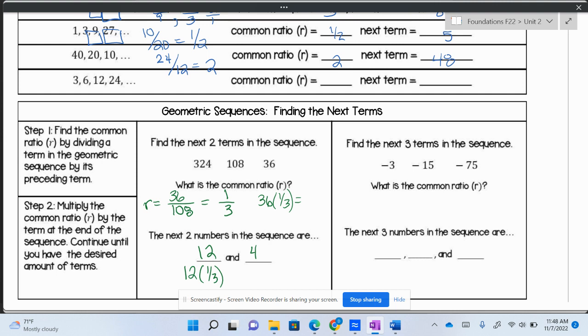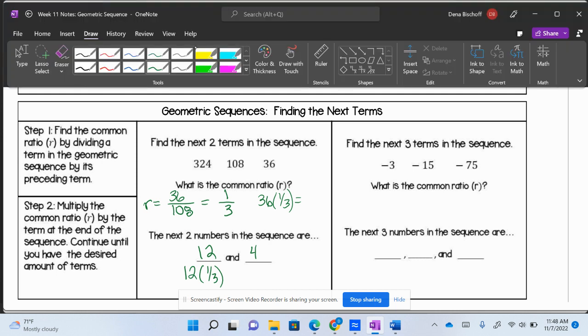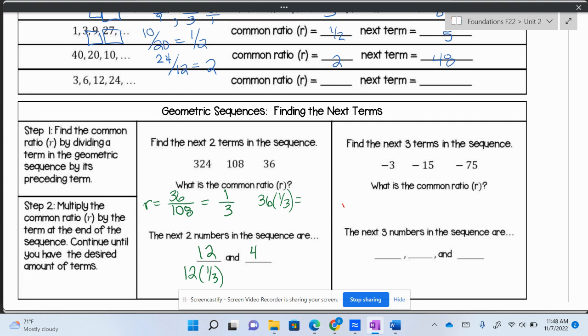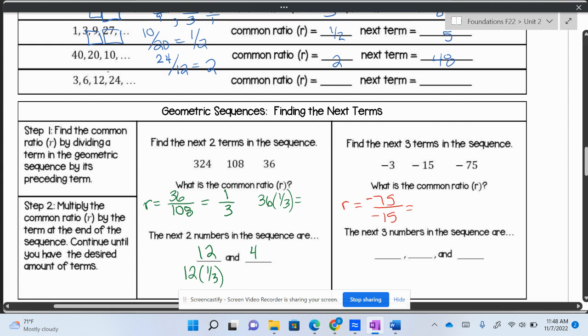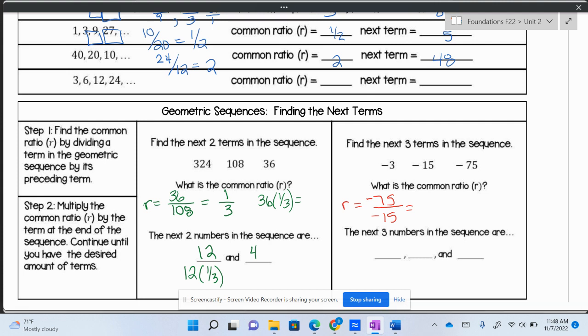Okay. All right. Hayden, you ready? You want to pass? You want to tell us what the common ratio is of this one? What two numbers am I going to divide? Yeah, -75 divided by -15. And what does that equal? Hayden's got it. No shout outs. I want you to divide. I think you multiplied.